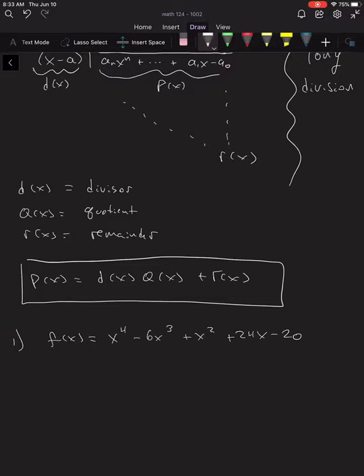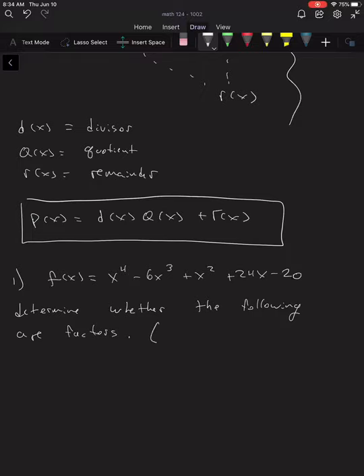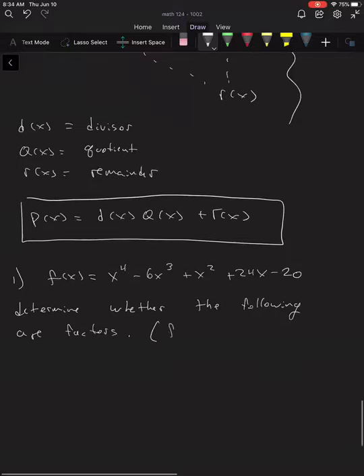Yep. All right, so we want to do long division with a couple of things. This problem is telling you to determine whether the following are factors. And a factor means that the remainder is going to be 0. So a factor, this just tells us that R of x is going to be 0.